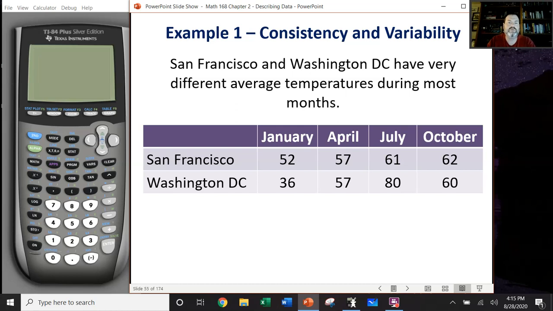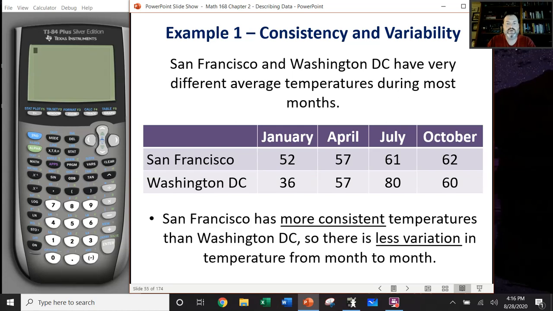So you can see throughout, just looking at the data here, throughout the year, San Francisco is very consistent, right? The average temperature in January is not too much different than it is in July. That might be surprising to some of you. It's just very consistent weather. What about Washington, D.C.? It gets very cold in the winter, very hot in the summer, just like it does here. So because San Francisco is more consistent, there is less variation in temperature. So variation mathematically is the opposite of consistency. It just means that the data values move around a lot, or they're hard to pin down, or they take on a lot of different values, anything like that.